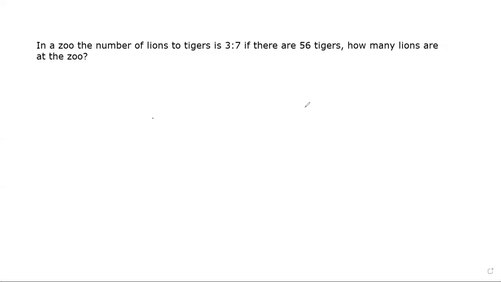In a zoo, the number of lions to tigers is 3 to 7. If there are 56 tigers, how many lions are at the zoo? So first, we notice lions to tigers. The order matters, right?